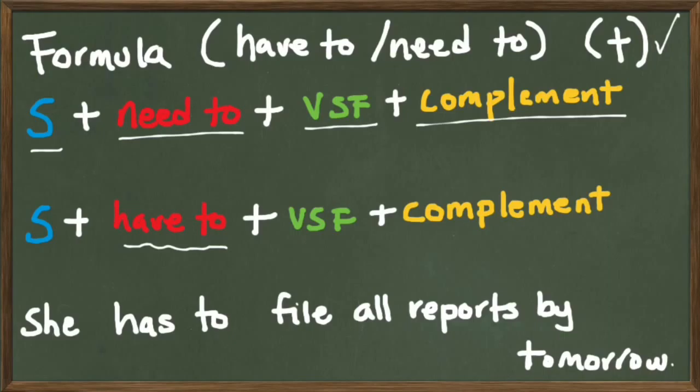She has to file all reports by tomorrow. It is her obligation to complete the reports on time, that time being tomorrow. Don't forget that if you use he, she, or it, you're going to use has to, and if it's need to, you will need to say needs to. That is very important.